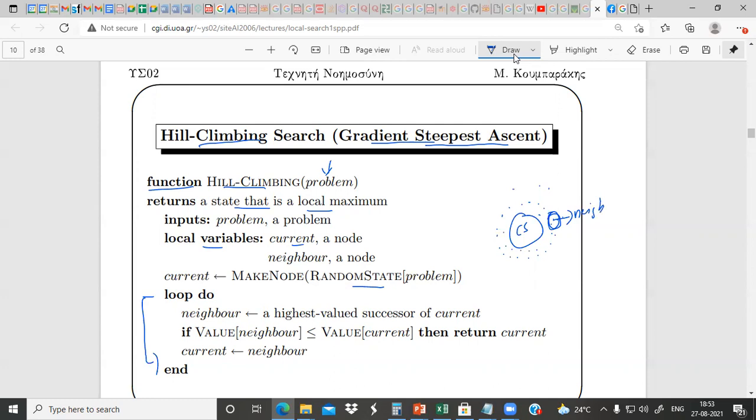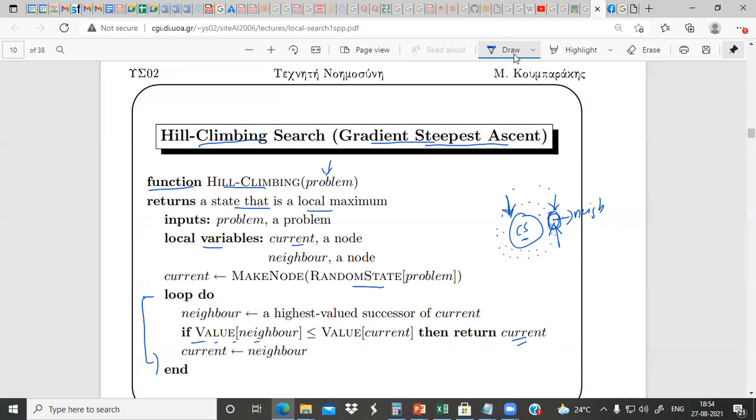Okay, but still we don't know whether this highest value is better than the current state or not. So next we have to compare. If the value of the neighbor node is less than or equal to the value of the current node, then it means that the current is better than the neighbor. Whatever the chosen neighbor, we return the current, because the current node is better than the neighbor. So we need not move to the neighbor.